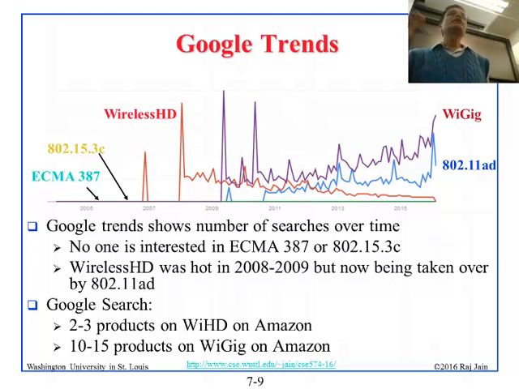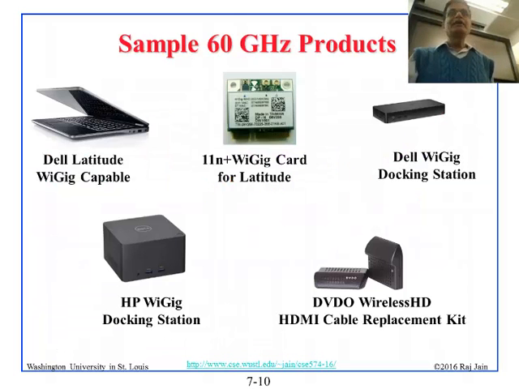Okay. 2 years ago, we could not buy anything on 11ad. This was not there, right? But in 2 years, things have changed. So today, when you go to Amazon, you will find lots of products on 11ad. And in fact, you can buy a laptop and then the cards for that laptop. These are all available right now. You can buy a docking station which doesn't require a wire from HP and Dell. So all these 4 products are using 11ad.